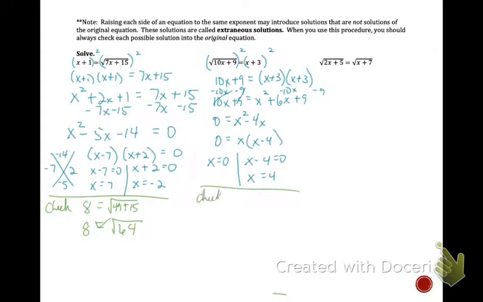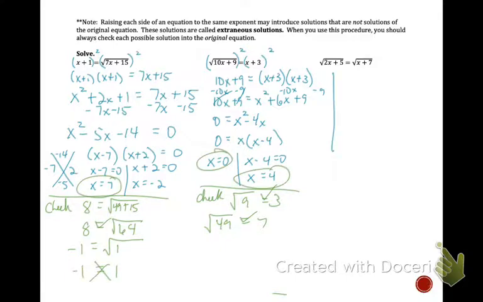Now we'll check each of those one at a time. So plugging in 0, we get square root of 9 equals 3, and that's true, and then the square root of 49 does equal 7 when we plug in 4. Now you can see I checked over under our first problem the negative 2. Negative 2 does not work because when we plug it in, we end up getting negative 1 equaling 1. And so only 7 works with our first problem. Both 0 and 4 are solutions with our second problem.